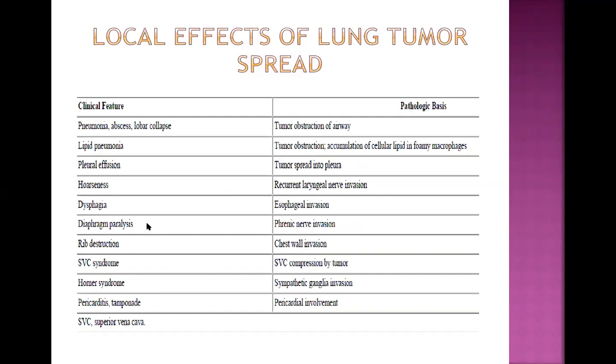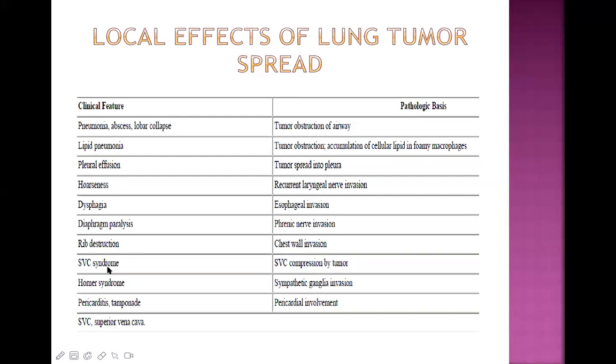Now, what happens if the diaphragm is paralyzed? Yes? No inspiration. Exactly. The patient cannot breathe, isn't it? Respiratory failure will occur. And this patient may die because of diaphragm paralysis until and unless we keep the patient under a ventilator. Now, destruction of the rib occurs because of chest wall invasion. Okay, the rib can be destroyed. This is a feature of malignancy, local invasion.